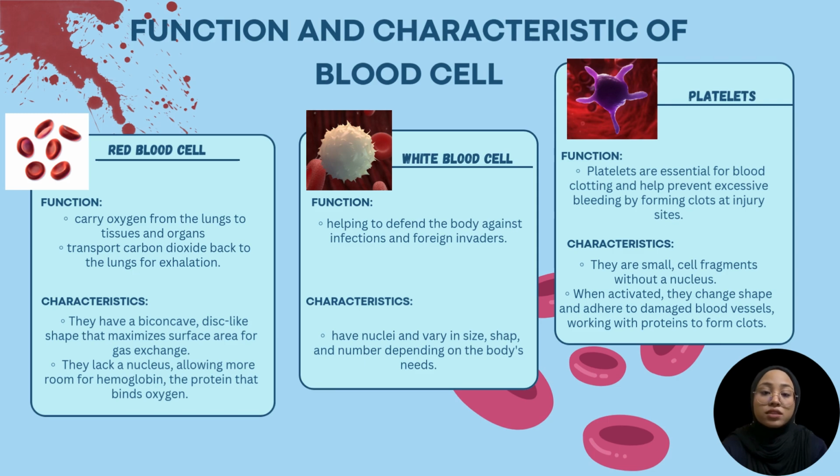So first is the red blood cell. Its function is to carry oxygen from the lungs to tissues and organs, and it also transports carbon dioxide back to the lungs for exhalation. The characteristic is they have a biconcave, disc-like shape that maximizes surface area for gas exchange. They lack a nucleus, allowing more room for hemoglobin, the protein that binds oxygen.